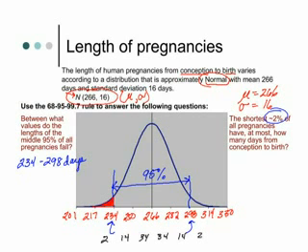Therefore, the maximum value for the number of days necessary to remain in this bottom or lowest proportion of the graph is 234 days. Thus, any pregnancy that lasts 234 days or less would be classified as being in the shortest 2% of all human pregnancies from conception to birth.